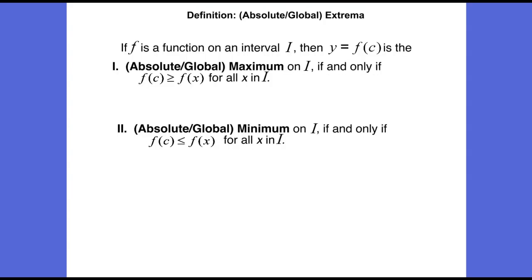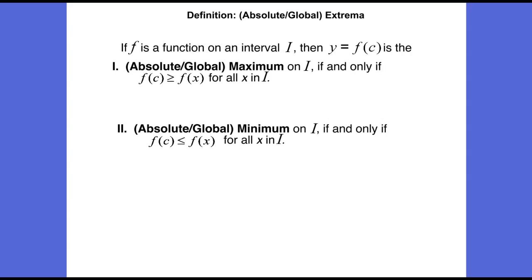Let's define absolute and global extrema. An absolute or global maximum is the highest possible y value on a function for a given interval. How can we say that mathematically? Well, remember that y is equal to f of x. So we're going to consider a particular x value, call it c, and we can make the following statement. If f is a function on an interval I, then y equals f of c is the absolute or global maximum on I if and only if f of c is greater than or equal to f of x for all values of x in the interval I.